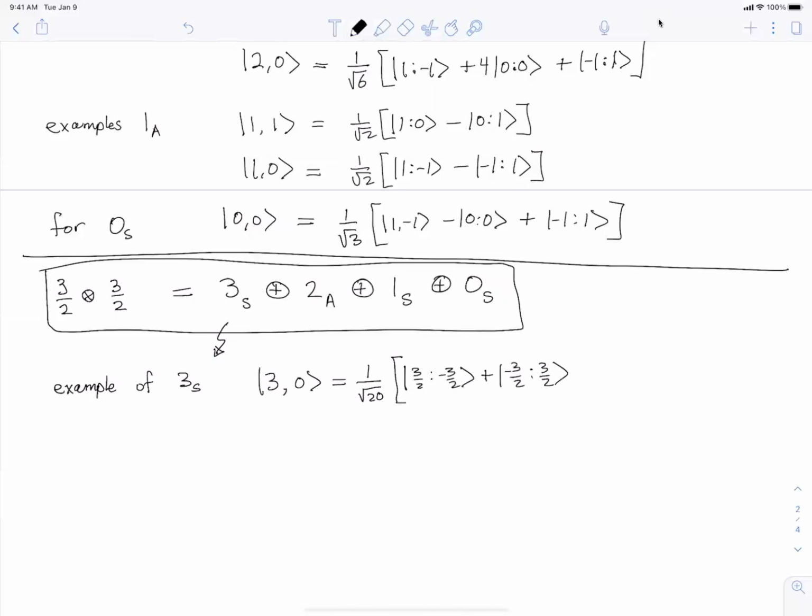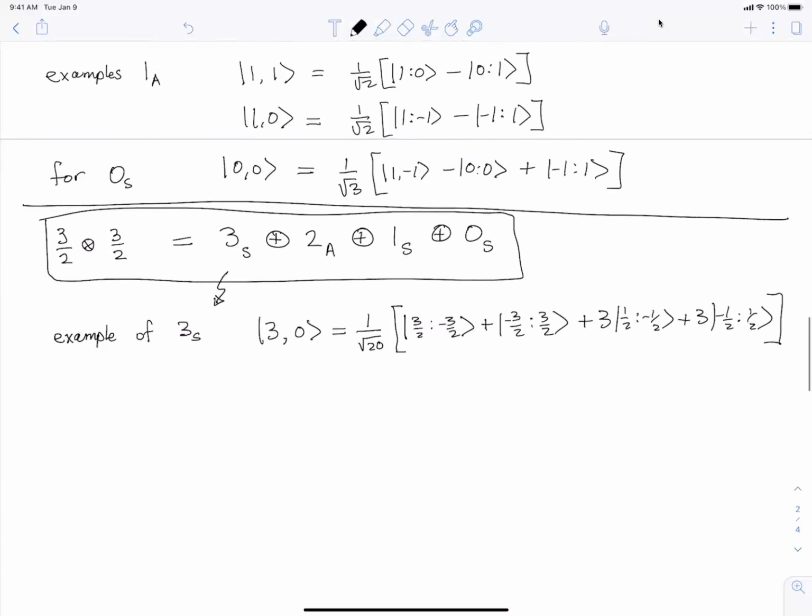So when I interchange those two terms, they just change into each other. And then plus 3, 1/2 minus 1/2 plus 3, minus 1/2 1/2. So again, those two terms just change into each other when I interchange the m values.